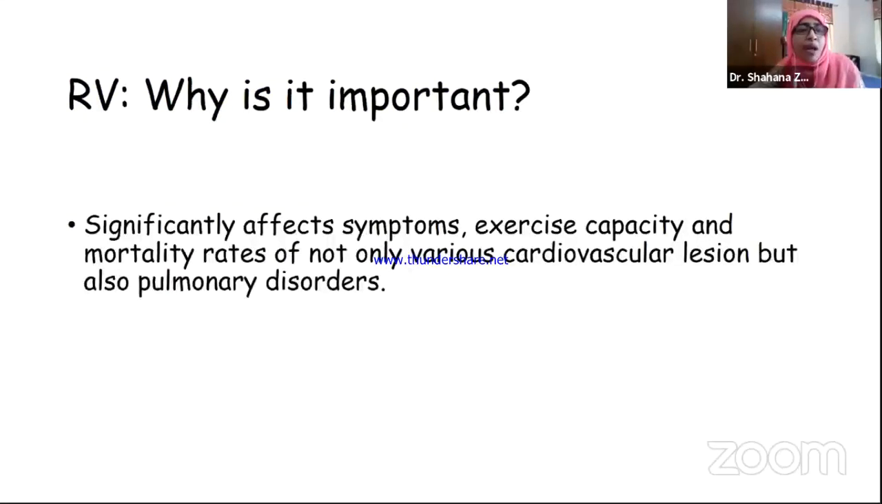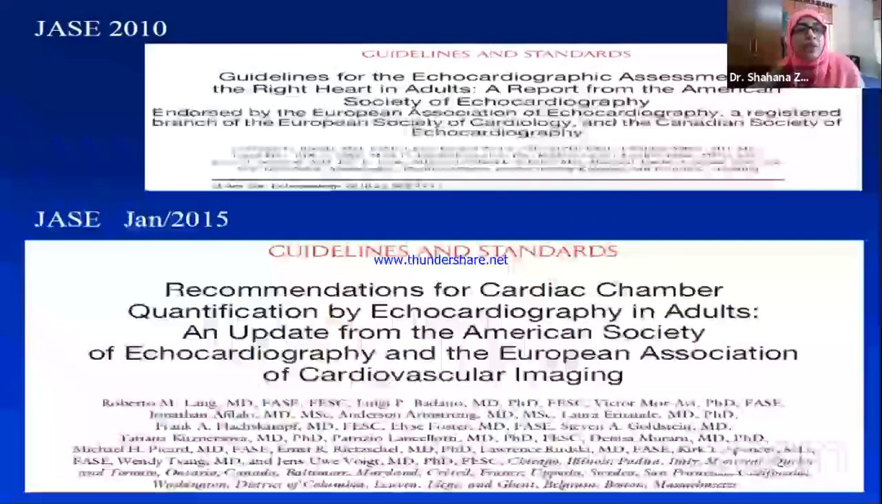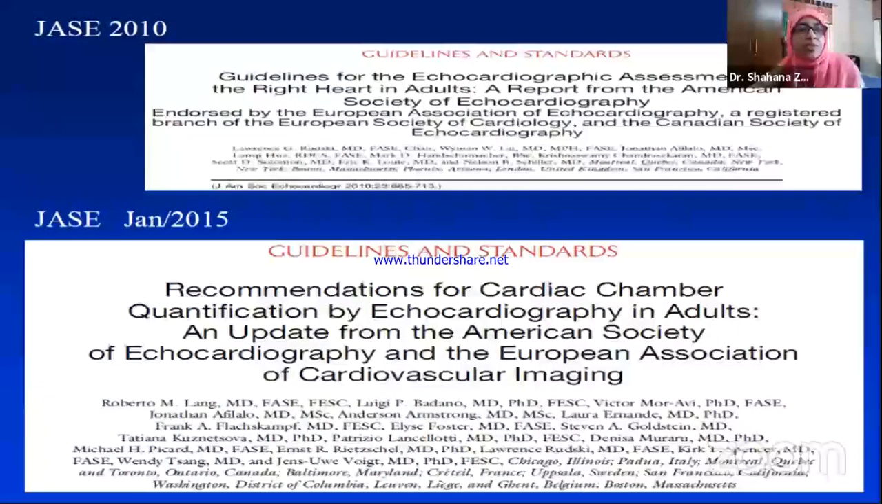Now, why is RV function assessment important? Because it significantly affects symptoms, exercise capacity, and mortality rates of not only various cardiovascular lesions, but also pulmonary disorders. In 2010, the American Society of Echocardiography gave standard guidelines for the echocardiographic assessment of the right heart in adults. It was revised in 2015 as a part of the guideline recommendation for cardiac chamber quantification by echocardiography in adults.